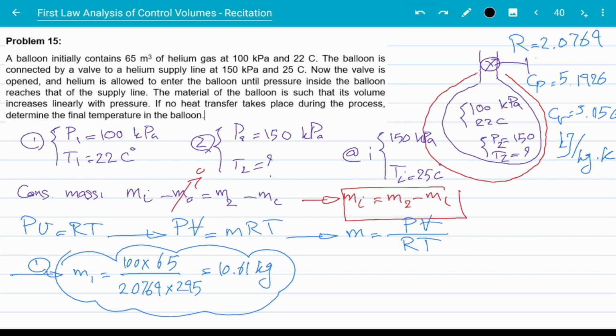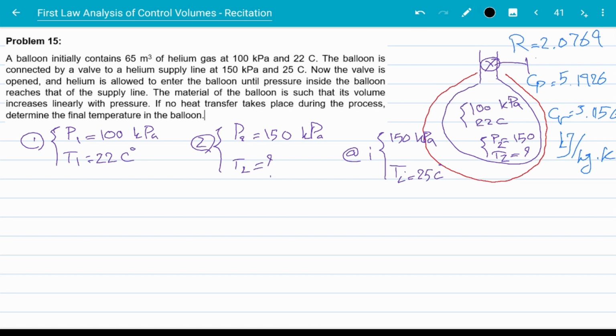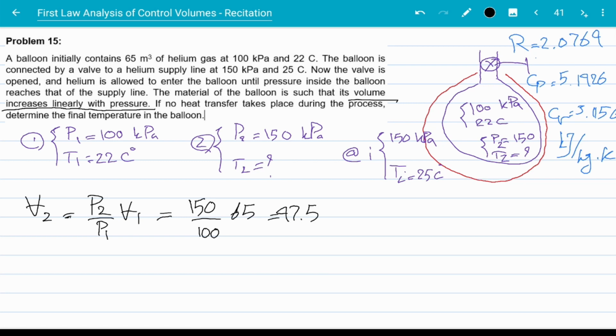Now, how about the final state? At the final state, we need to pay attention to one thing. It says that the volume of the balloon increases linearly with the pressure. So the final volume is P2 over P1 times the initial volume. If we plug in numbers, I get 150 over 100 times 65. This gives me 97.5 meters cubed. So I found the final volume.